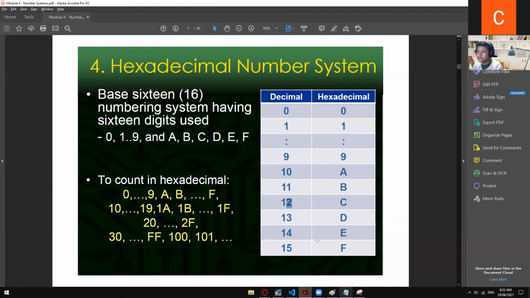So are we clear so far on why we have A, B, C, D, E, F when it comes to representation of characters in binary or in this number system? Hello, hello. Were you guys able to get that one so far?